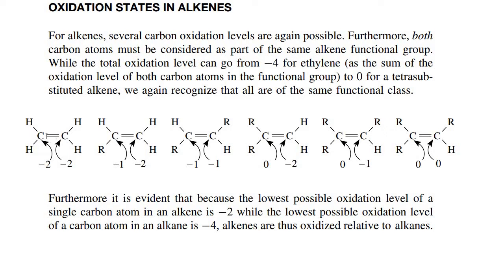So combine, because of the carbon double bond, you have to take the oxidation state in combined form. Furthermore, it is evident that because the lowest possible oxidation level of a single carbon atom in an alkene is -2, while the lowest possible oxidation level of a carbon atom in an alkane is -4, alkenes are thus oxidized relative to alkanes. This is also very important to know. Alkane is -4, so alkenes are oxidized relative to alkanes.